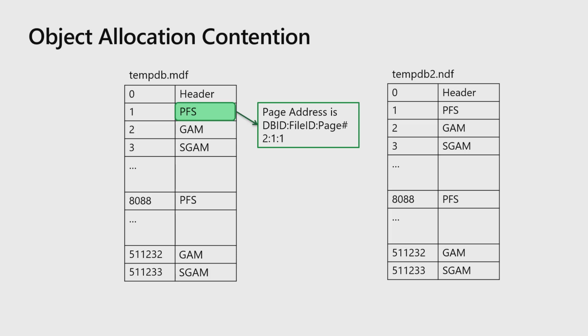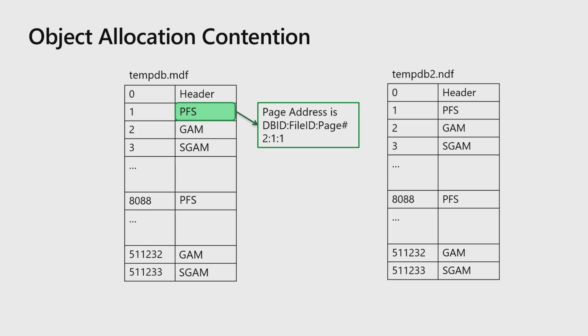So that recommendation came out in SQL 2000, and it's still true today. Multiple files equally sized is our best practice, and this will stand until testing proves otherwise, even in SQL Server 2022.